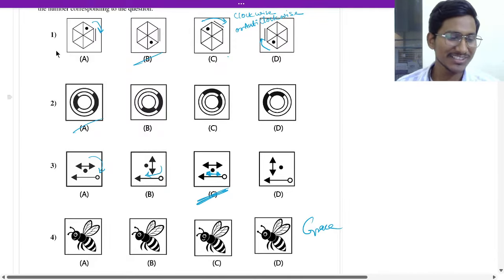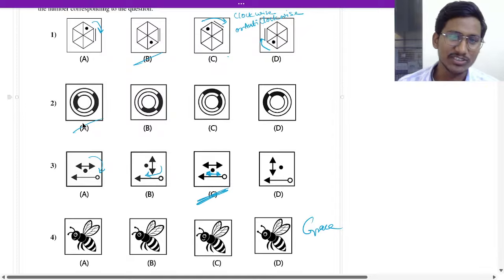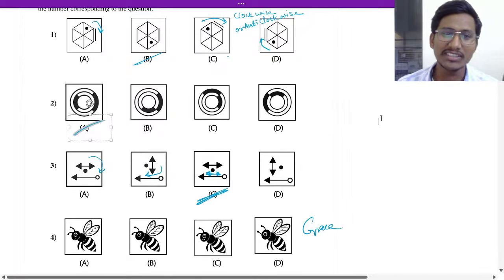Tell me the second answer, students. The second answer is very easy. This is connected, this is connected, this is connected. A is not connected, so that is why A is the answer here. Okay, now tell me the third answer.